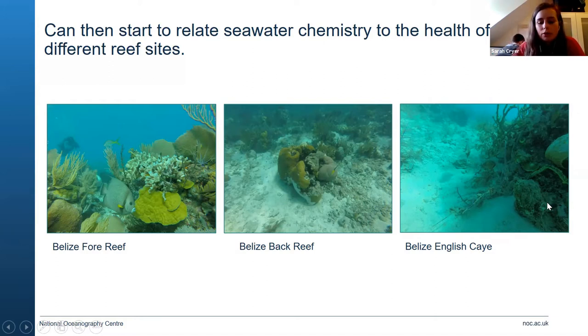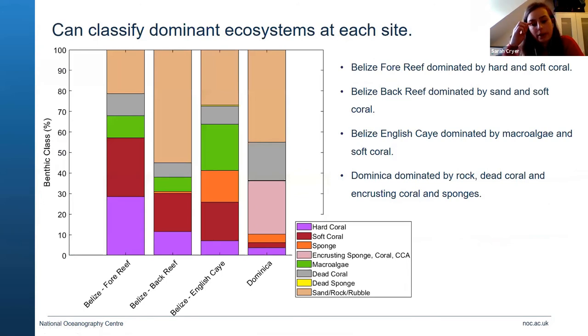And we can use a software called Coral Point Count to take a series of images and identify what is the dominant ecosystem at each site. This figure here is for the four Caribbean sites. We've got the IV reef, the back reef, and English Key in Belize, and then Dominica. And then we've got the proportion of the different benthic systems that have been identified. The purple is hard coral, and this pinky red is soft coral.